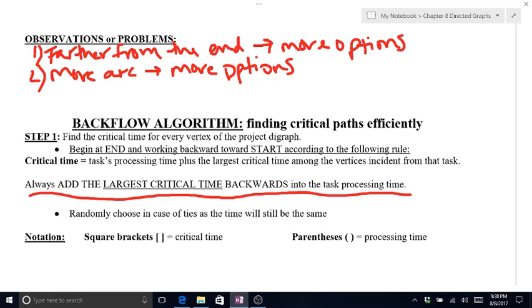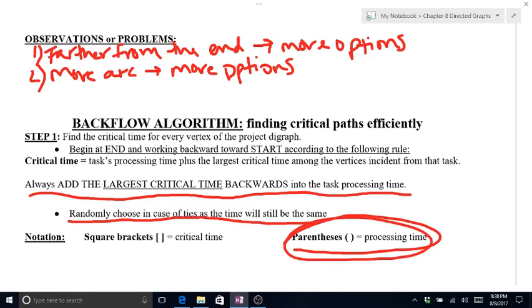So we can randomly choose in case of ties, as the time will still be the same. Okay, so remember, our processing times are in parentheses. So in order to distinguish between processing time and critical time, we're now going to put the critical time in square brackets instead of in parentheses.